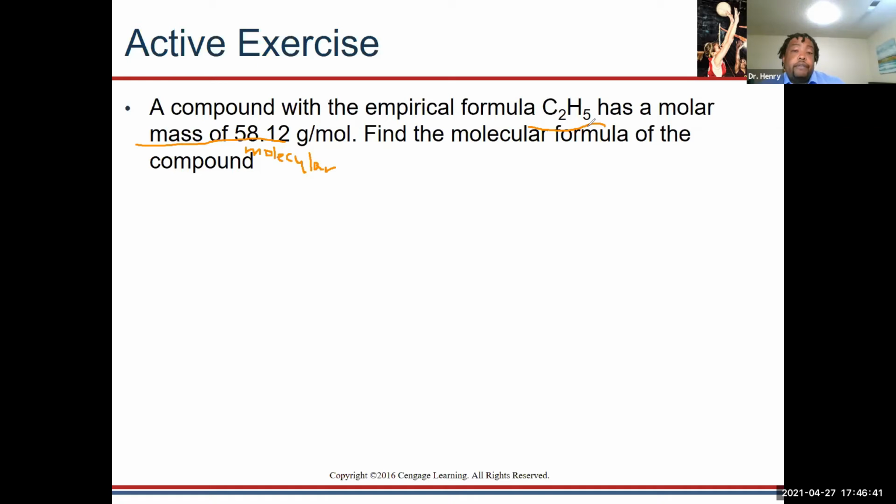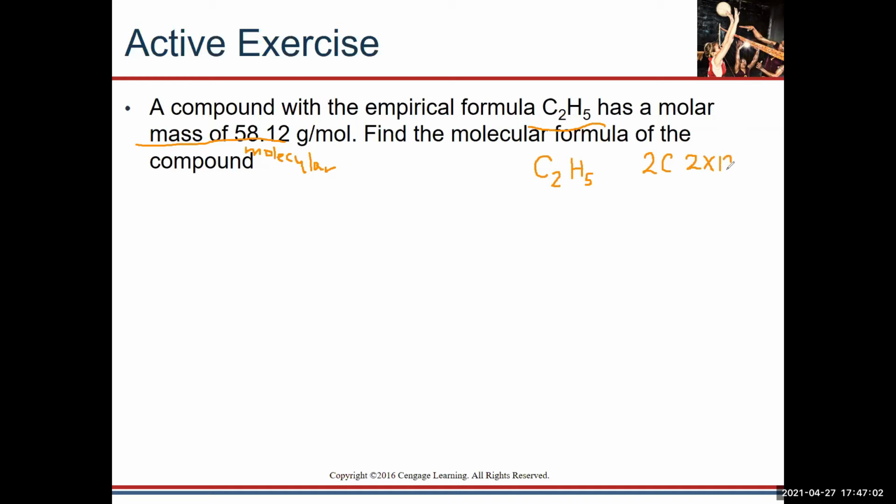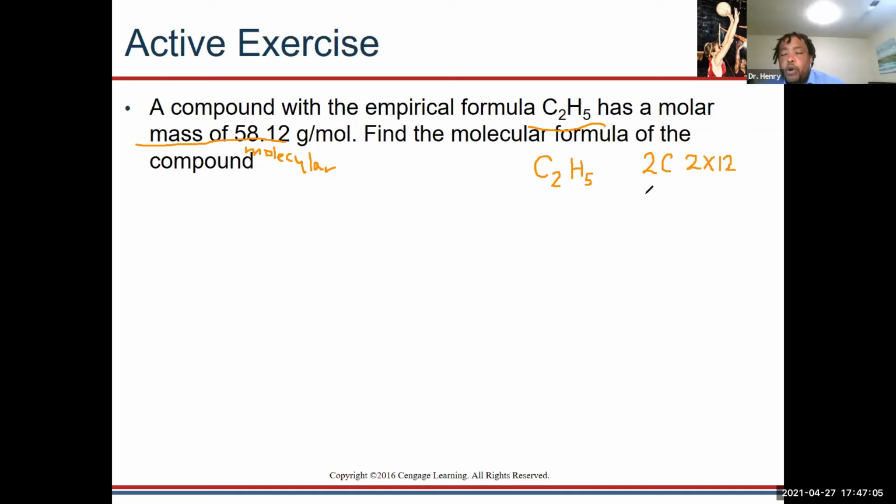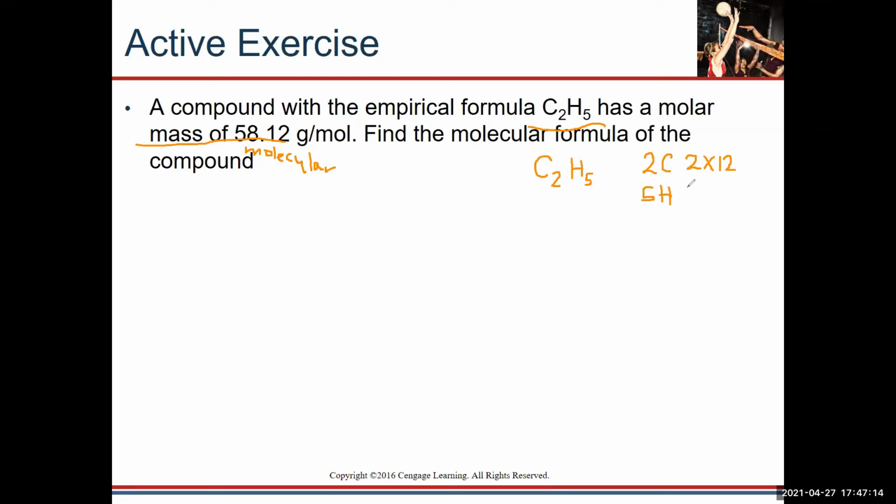So how many carbons do I have? Two. So I know that C2H5 has 2 carbons. And then how much does each of those carbons weigh? 12. Okay. So they weigh 12 grams per mole, right? And then I have 5 hydrogens. And how much does that weigh? 1.